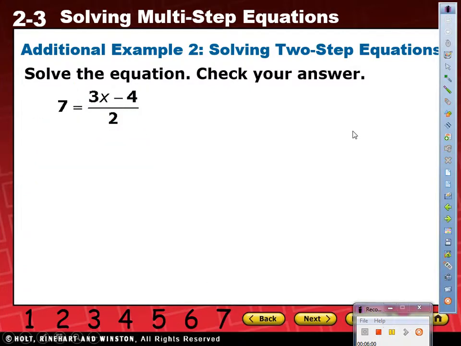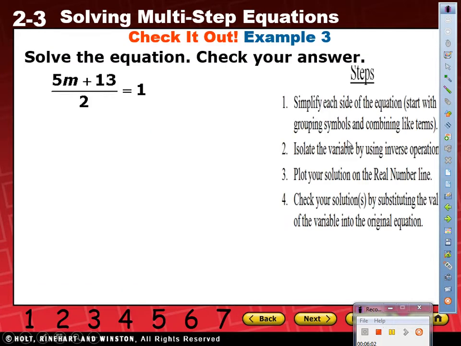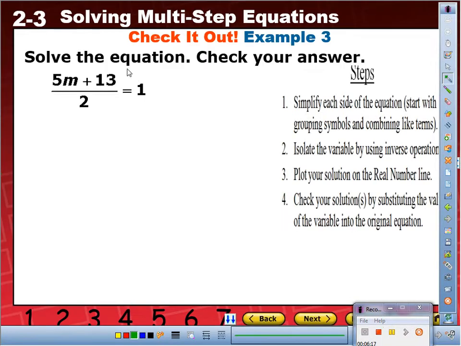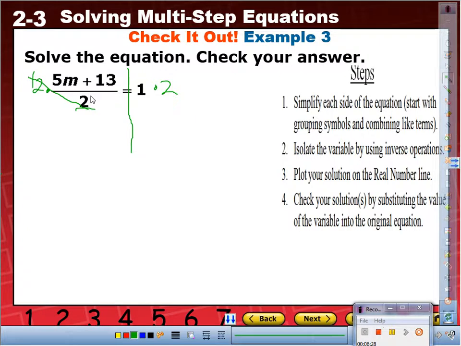Copy this one down. By this time, you should be able to do this with no sweat. There it is. Example number 3, (5m + 13) divided by 2 equals 1. Go. Okay, here it goes. So, line down the equal sign. The 2 is dividing, so I multiply times 2, multiply times 2. Here's my giant 1. 1 times that, we're left with 5m plus 13 equals 2.